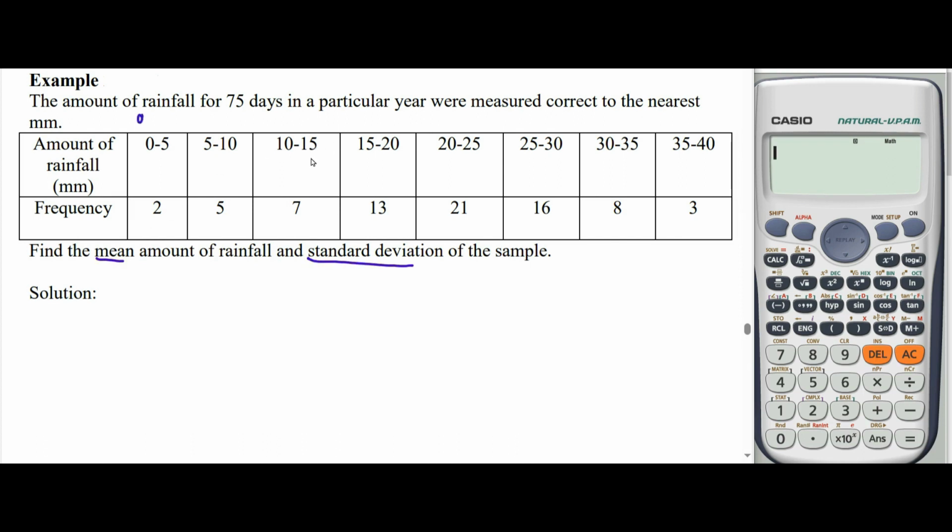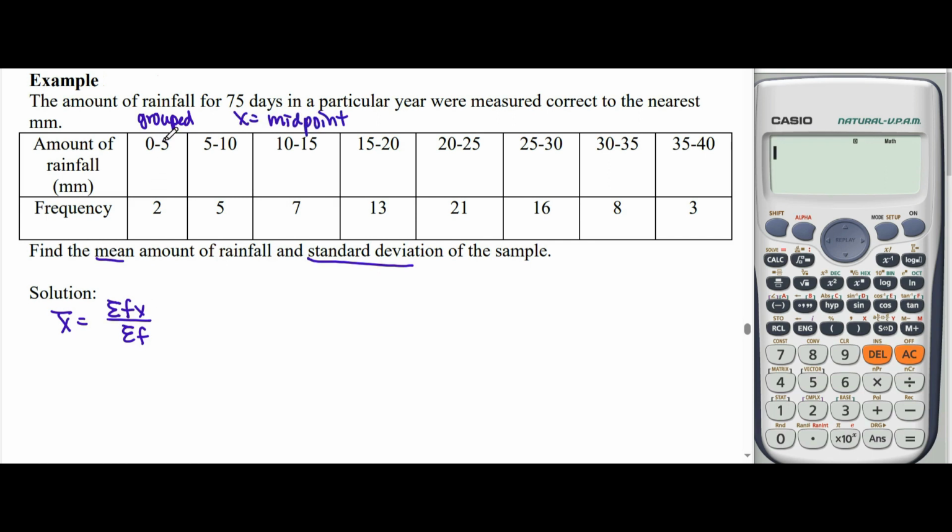We are having a group data where you can see already grouped up: 0 to 5 under this, 5 to 10 under this, then 10 to 15 under this. So to find the mean, symbol mean, it will be sum of fx over sum of f. As you can see, we have frequency here, so it is going to be frequency times our data. So x here, for group data, means the midpoint of our class interval.